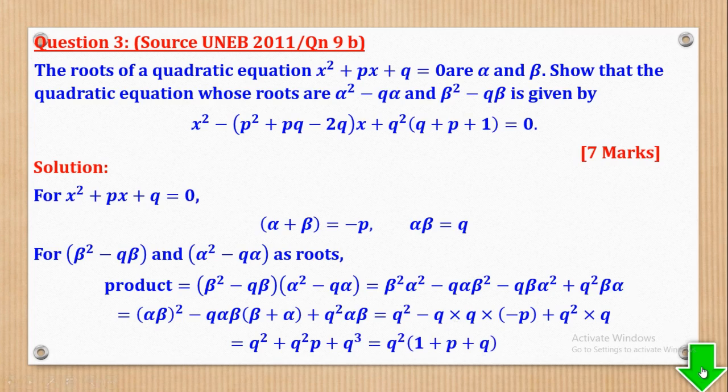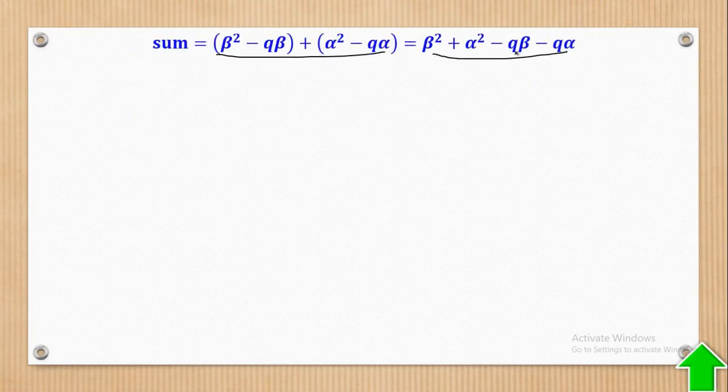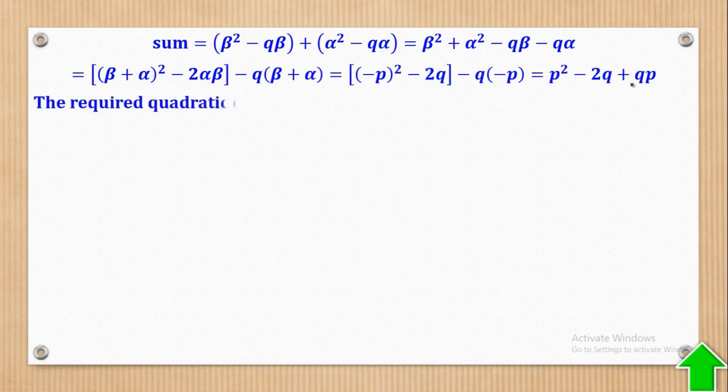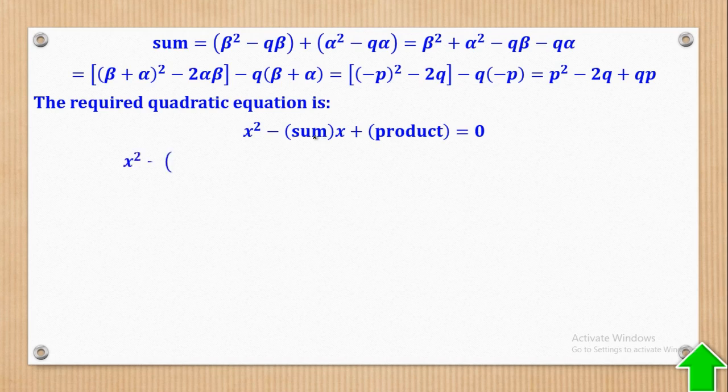What about sum of roots? So sum of roots, we shall add the 2 to come up with this, then factorize to come up with this. So then substitute and simplify to come up with that. Therefore, the required quadratic equation will be in that form. So substitute for sum here and product here, and that is what was required.